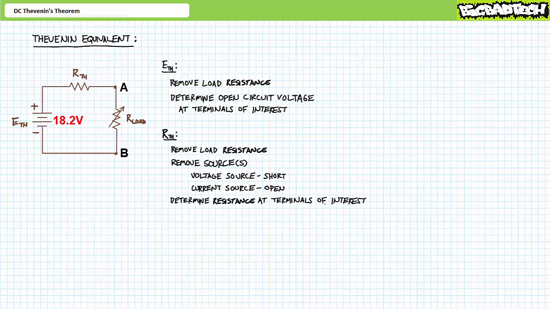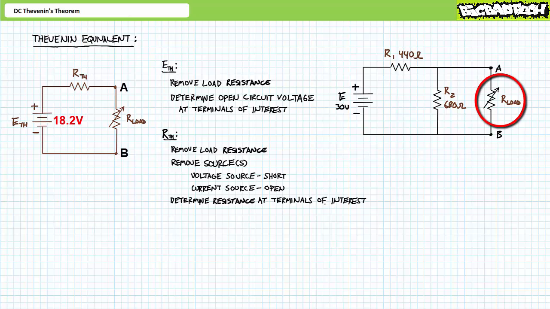This, in my experience, is one of the hardest shifts for individuals to make. RTH is not the resistance seen by the original source. RTH is the resistance seen by the load resistor when the source has been removed from consideration. Again, make note that shifting perspective within your original circuit may fundamentally change the nature of the circuit, as we'll see in a moment. In this example, we've designated this resistor as our load resistor.